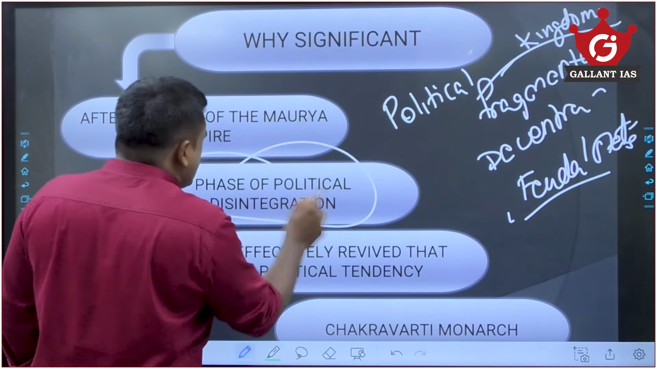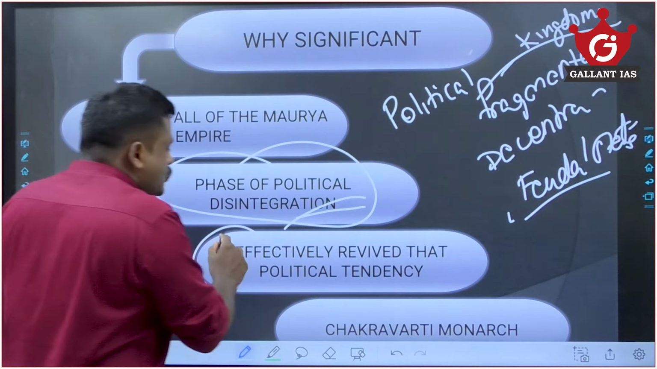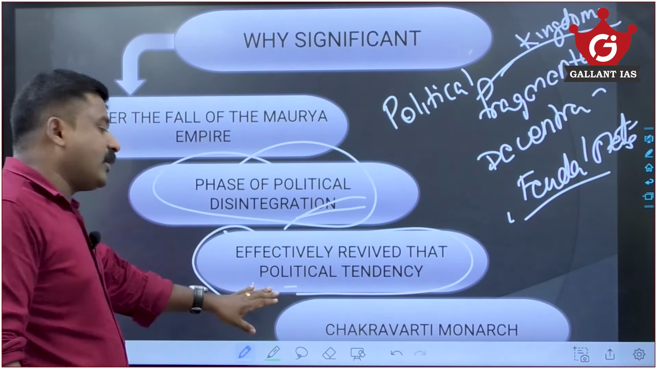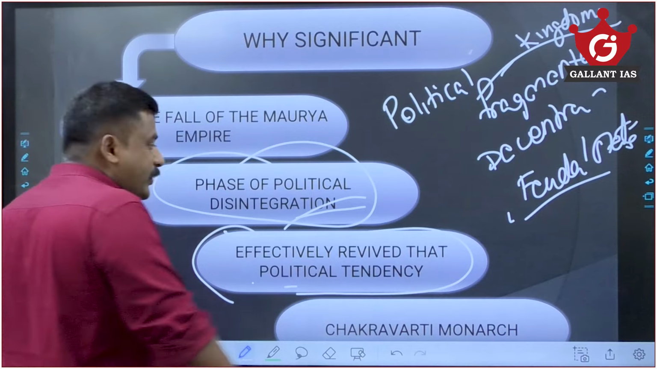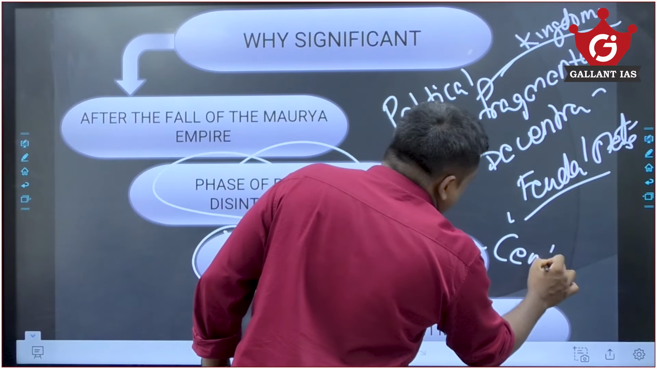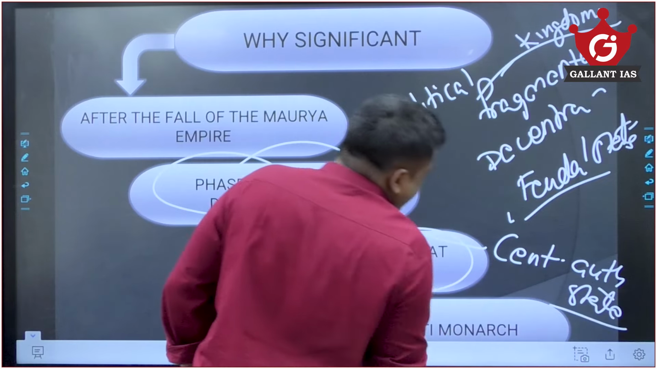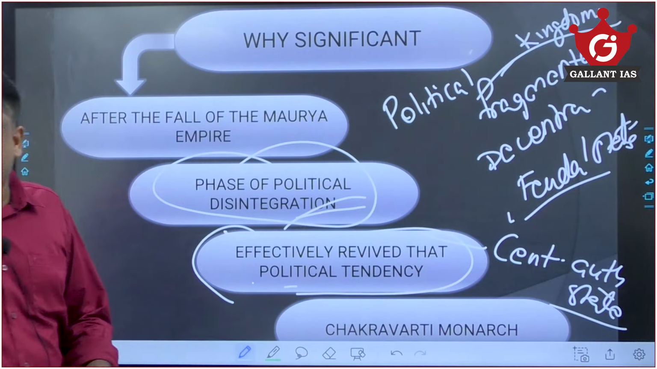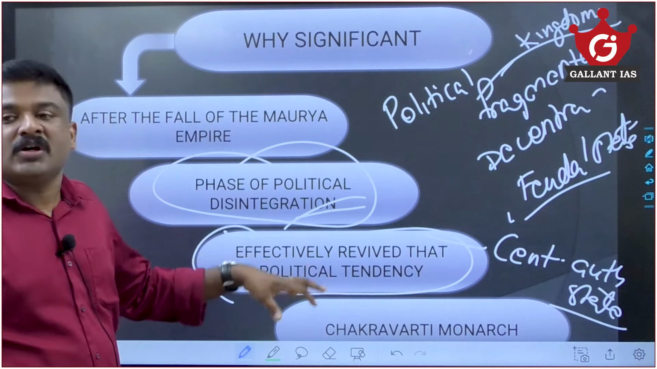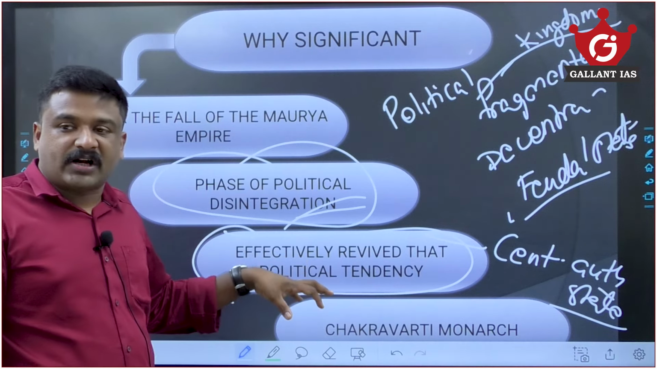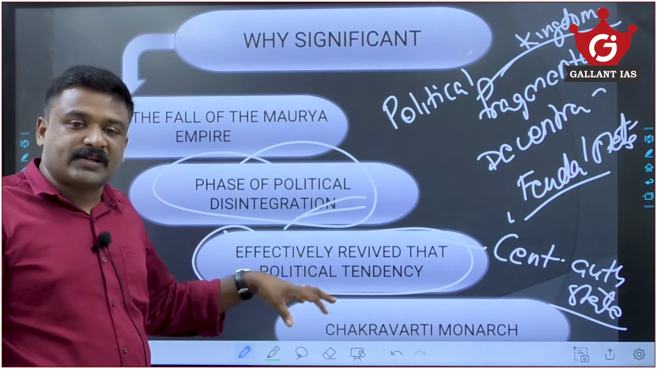In the face of this political disintegration, it is the Kalinga state which revived the political tendency, a strong, centralized, authoritarian state. That legacy of powerful monarchy is revived by the Kalinga state under Kharavela. That's why his reign is significant.